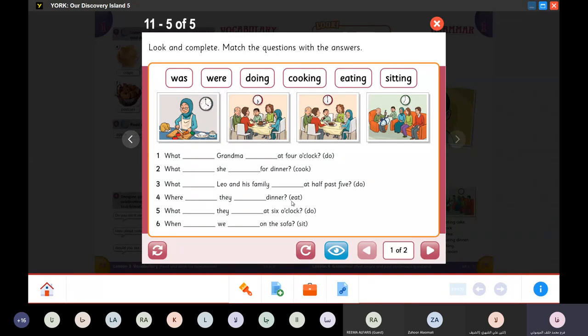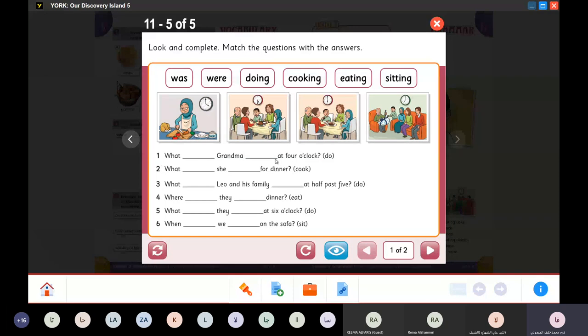Now, young ladies, let's see. Reema Shimmery? Yes, honey, can you give me the first question? Look, sweetheart. What, and then we have grandma. Grandma is a she. So what should I use, was or were with she? Was. Awesome. So what was grandma? We have the verb do. It's past continuous. What should I do with it? What was grandma doing? Awesome. Very good, sweetie. What was grandma doing? Excellent. Thank you, Reema. Awesome job.